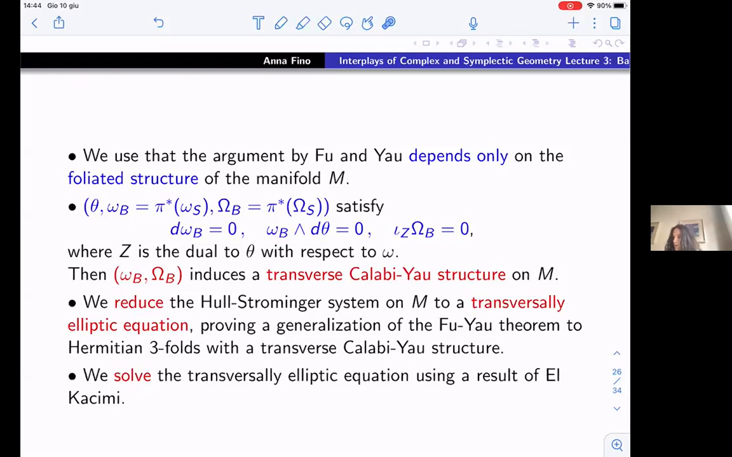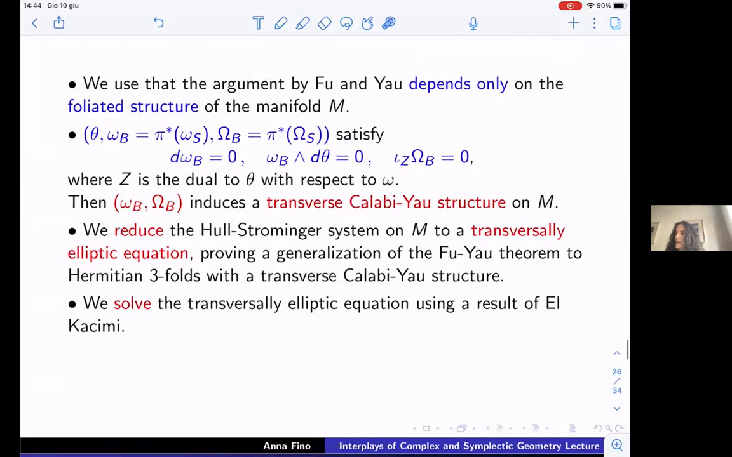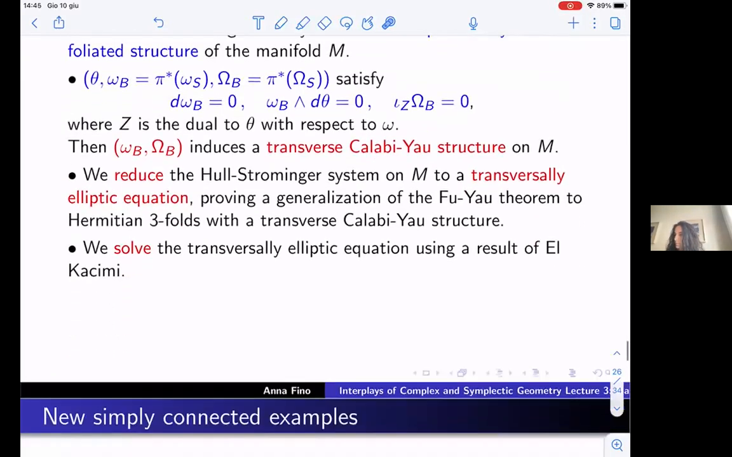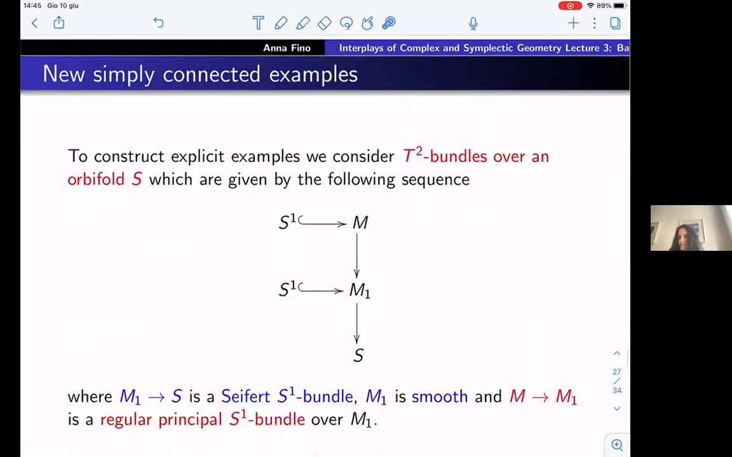It turns out that we succeeded in writing that in terms of a transversely elliptic equation. You don't have a usual elliptic equation because you have this foliation, but we can show that we have a transversal elliptic equation. Then we solve the equation that we got using a previous result by Takahashi, which is a more general result for transverse Calabi-Yau structures. And that is success. But you might say, okay, we did all of this, but we don't see a new example for this system.